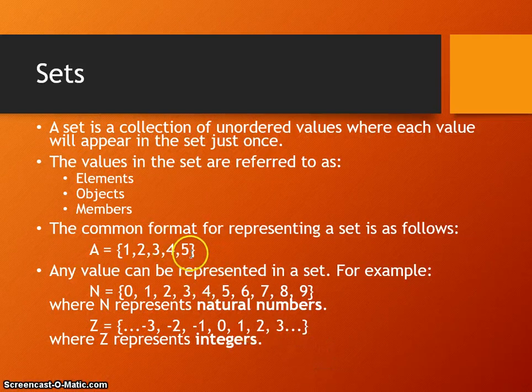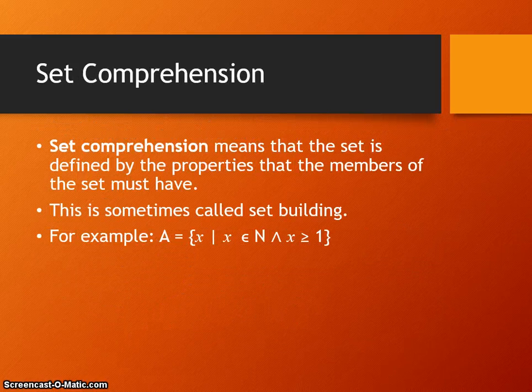We have the squiggly brackets, we have the name of the set, we can give it a name, we can give it a letter, or we could use one of the symbols from our examples such as natural numbers, irrational numbers, integers, etc. Now we have what's called set comprehension, and that is a way that we can define the members and the properties of a set without actually having to write it all out.